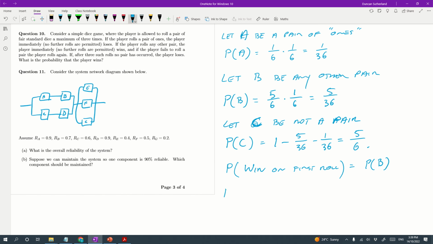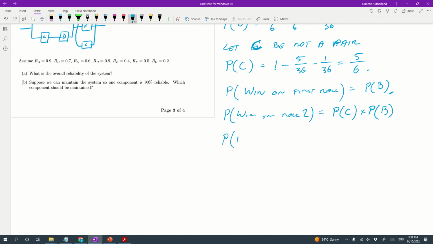Then there's the probability that you win on the second roll. For that to happen, you have to have had C on your first roll. You wouldn't have gotten to a second roll if you rolled any of the pairs. You'd either win or lose, and we've already counted the winning one. So that's your first roll, it's got to be P of C. Now these rolls are independent, so you just multiply the probabilities. Then winning means that you roll a pair that's not ones, so P of B.